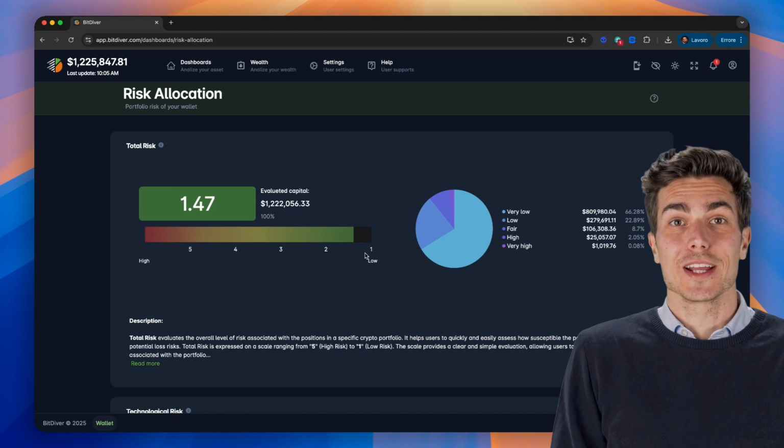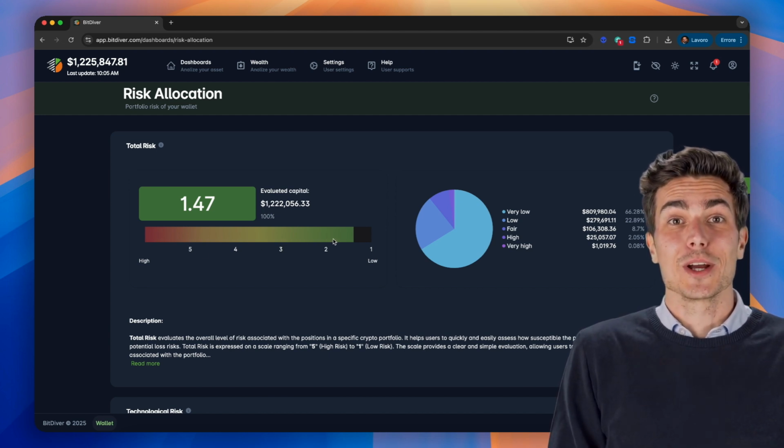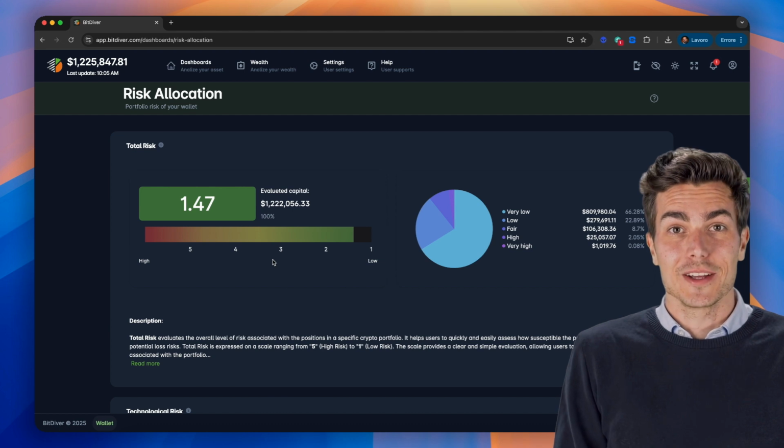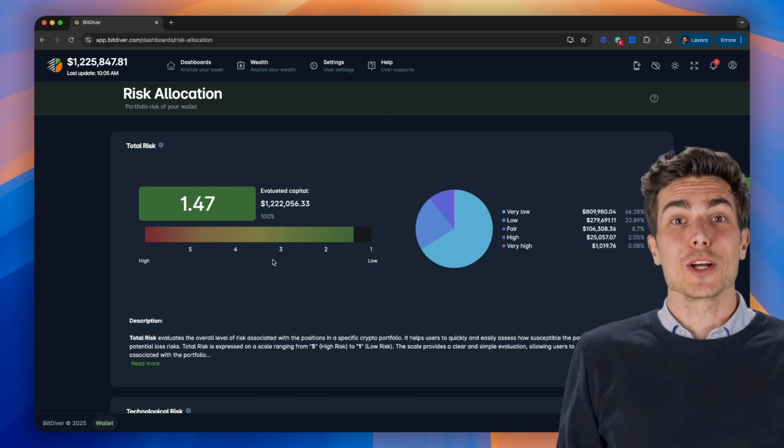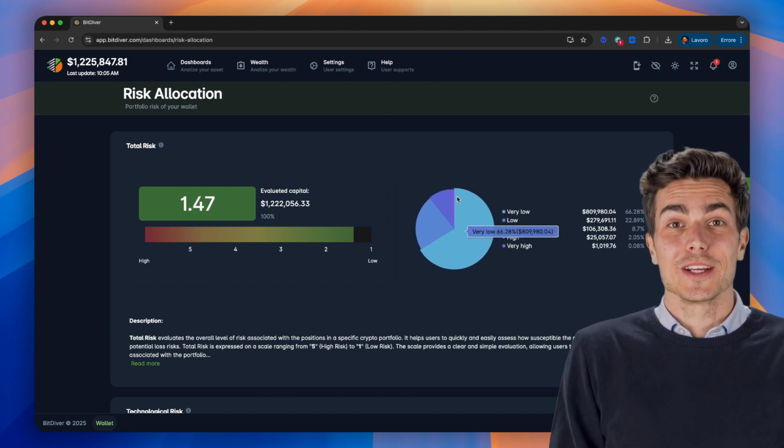On BitDiver, each risk indicator is accompanied by a numeric value, from 1, low risk, to 5, high risk. A color bar summarizing the overall rating. The greener, the lower the risk, the redder, the higher the risk, and a pie chart showing how your capital is distributed by risk level. Let's go through them one by one.